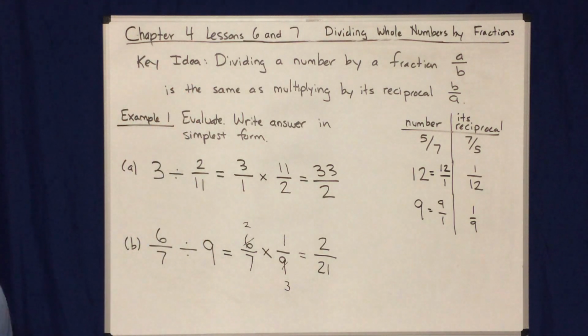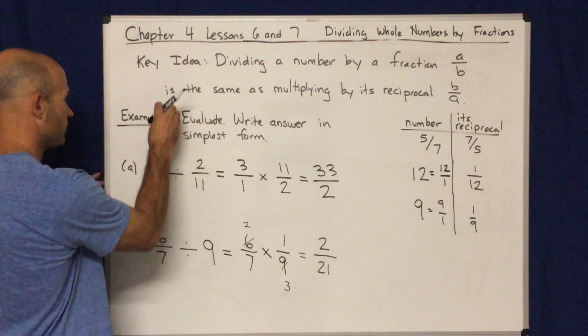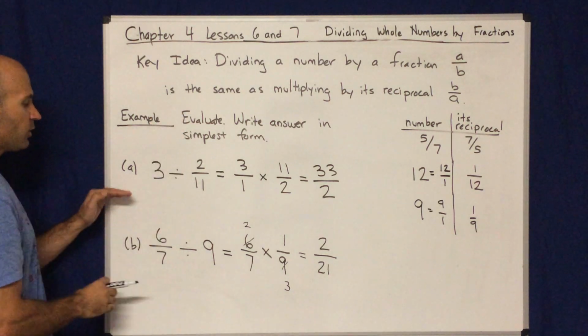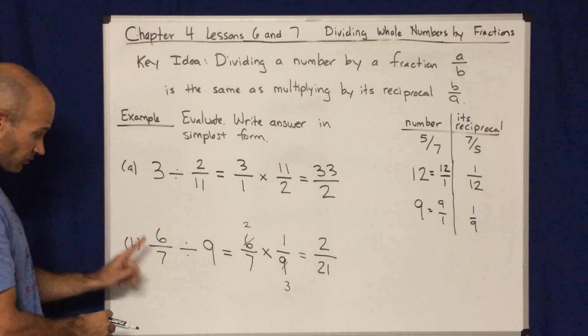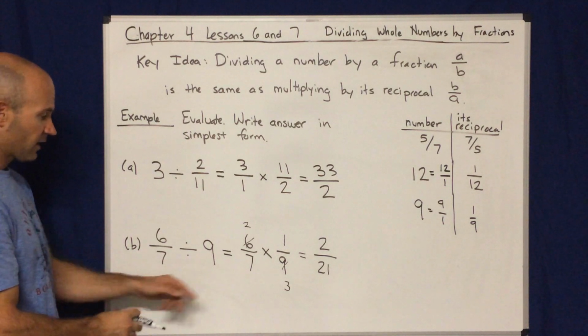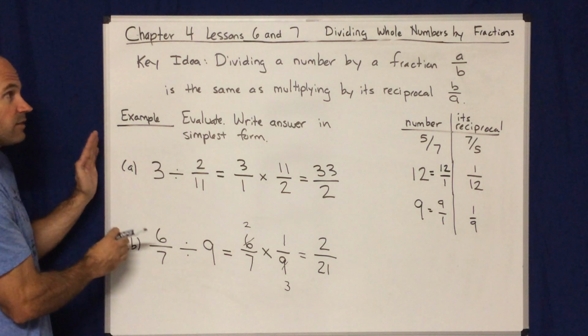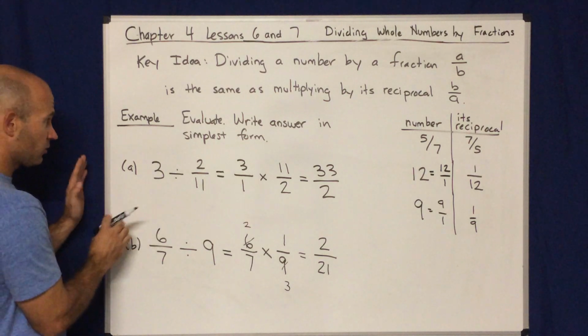So that completes the first example that I wanted to do. So this covers both cases where the first number is the whole number and the second one's the fraction, or the first number is the fraction and the second one's the whole number. So that summarizes lesson 6 right there, just in this one example.